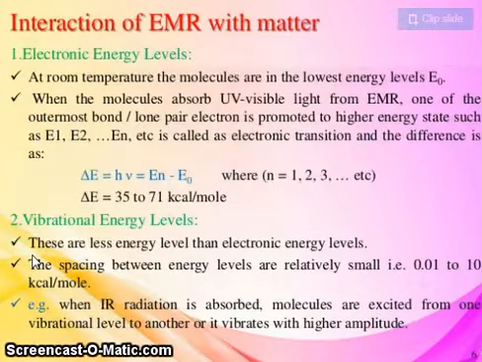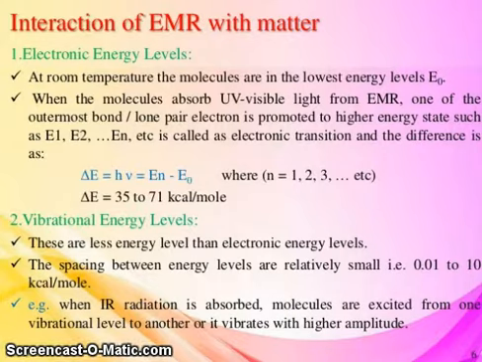Now, interaction of EMR with matter. Electronic energy level. At room temperature, molecules are in the lowest energy level, E0. When the molecules absorb UV visible light from EMR, one of the outermost bonding electrons or lone pair electrons is promoted to a higher energy state such as E1, E2, En. This is called an electronic transition, and the difference is delta E = h nu = En minus E0. Now vibrational energy levels: these are lower energy levels than the electronic energy levels.